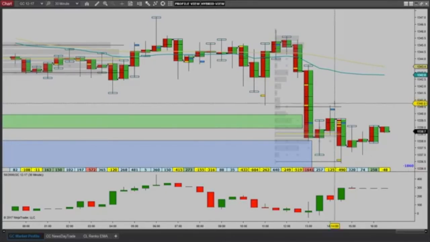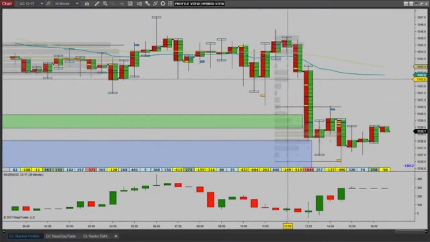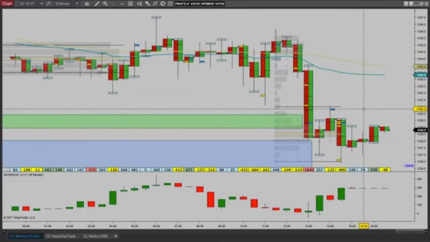We got a value area low here. I took 1 point out of the trade on 4 contracts. Comes out to $400. So not a bad trade at all. Could have been a lot more. Wish it had been a lot more, but I'll take whatever I can get. A profit is a profit, and that was the trade here.